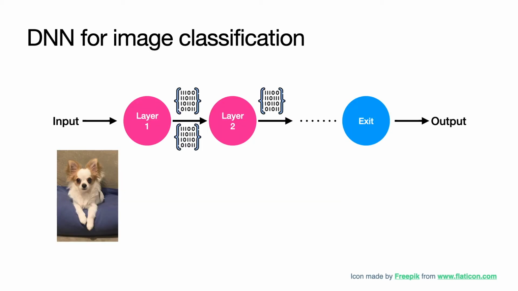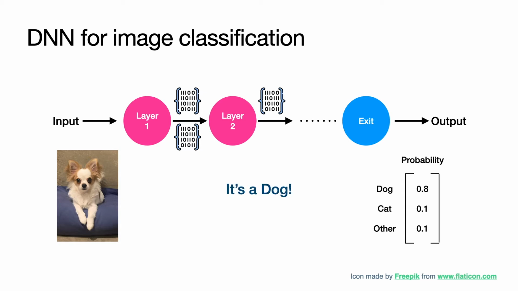So, the neural network receives the input and processes all layers. The output generates a vector which has the probability for each considered class, dog, cat, or other. So, as the dog class has the highest probability in this vector, the neural network states that the image represents a dog.